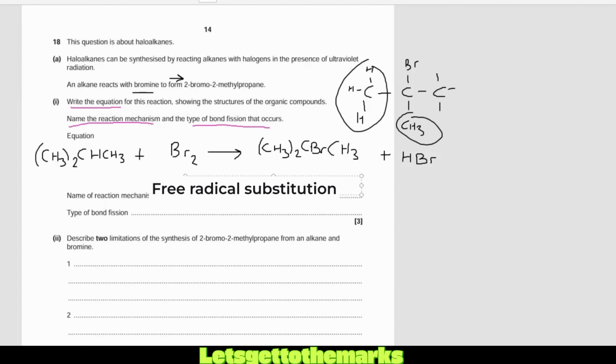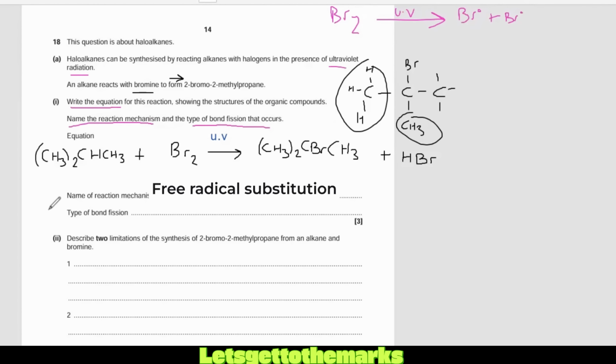Okay, so what type of bond fission? Well, if you think about it, we're going to need ultraviolet light to form those free radicals in the initiation reaction, right? We're going to use UV light. So what's going to happen? We're going to take the Br2, add UV light, and we're going to get 2 bromine free radicals.